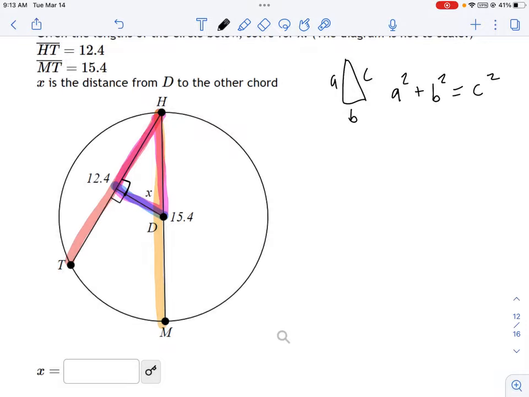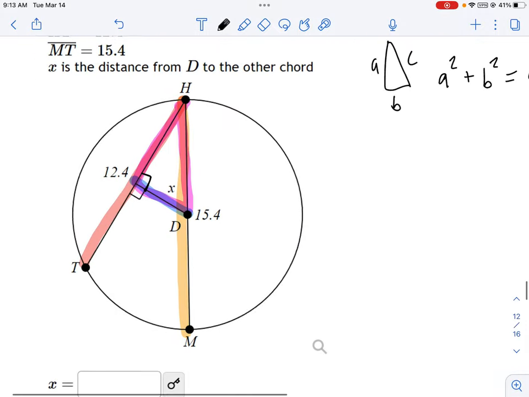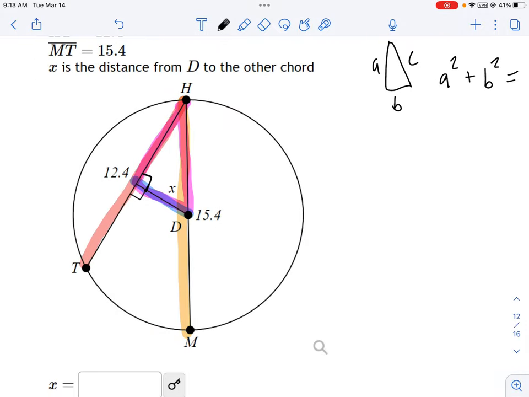So from here, I would say, if we know that the diameter is 15.4, how can we just find part of it? Well, specifically half, and that half is just going to be 15.4 divided by 2. So that's going to be 7.7, because if we take half of the diameter, we find the radius.